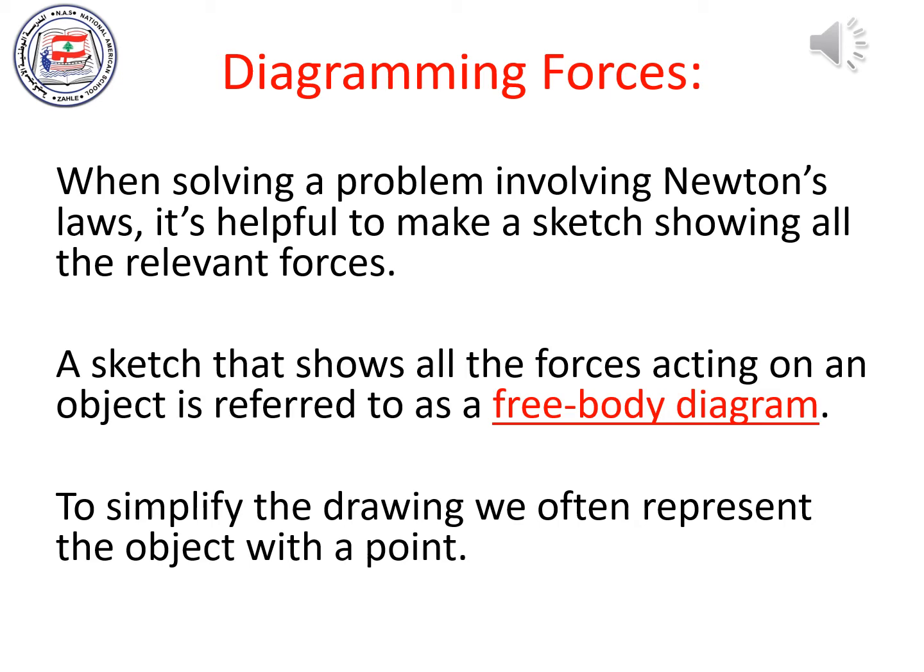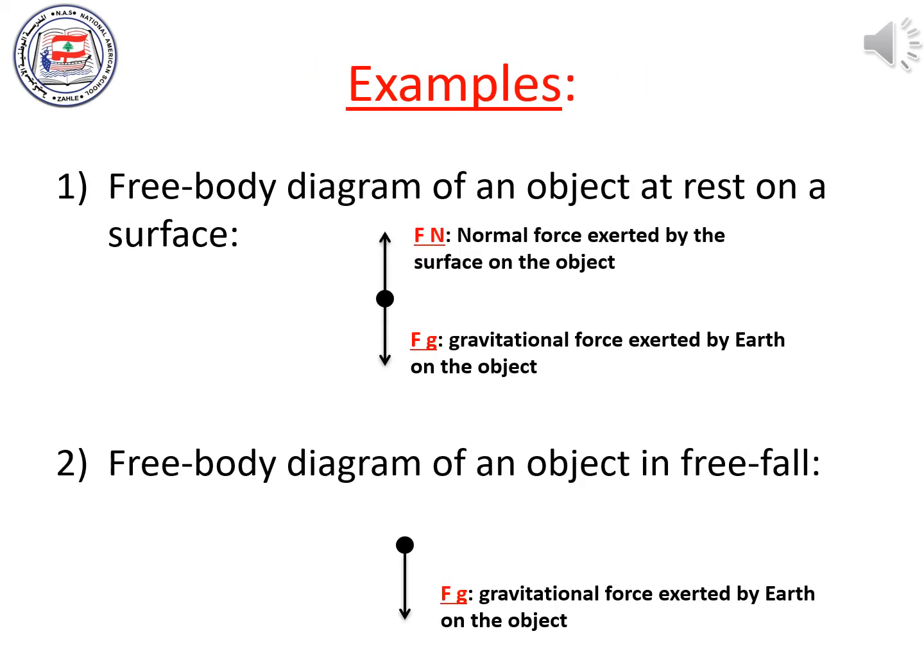So in solving problems that involve Newton's laws, the first thing you should do is draw a free body diagram. In the figure in front of you, you can see two examples of free body diagrams. The first one is a free body diagram of an object at rest on a surface, and the second one is a free body diagram of an object in free fall. In the first one, you can see the object is represented as a dot, and the forces are represented as vectors. Since the object is at rest and on a surface, two forces act on the object and they are equal in magnitude but opposite in direction. So the vectors representing the forces are equal in magnitude and opposite in direction.